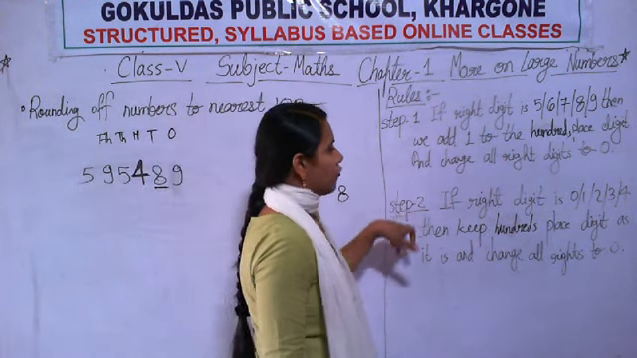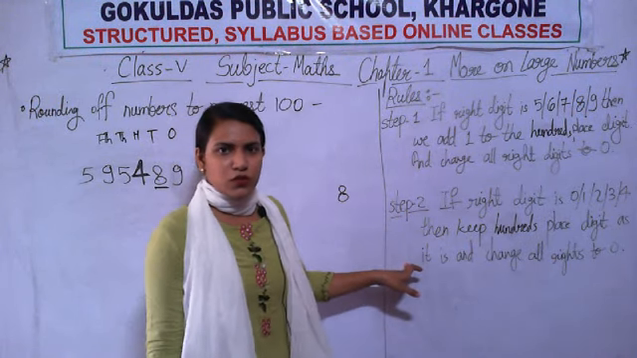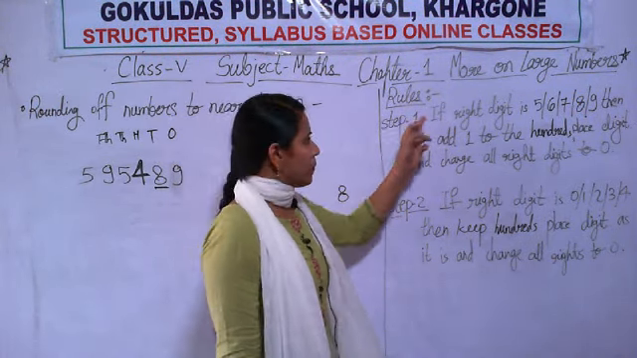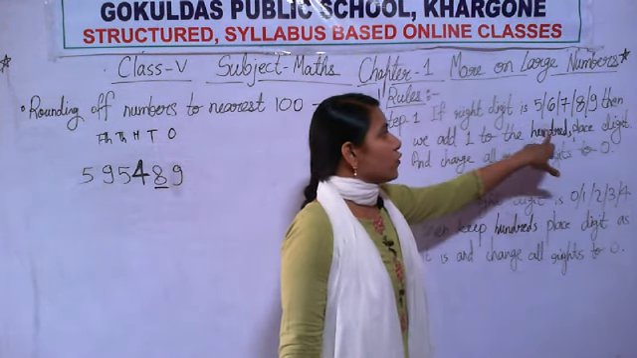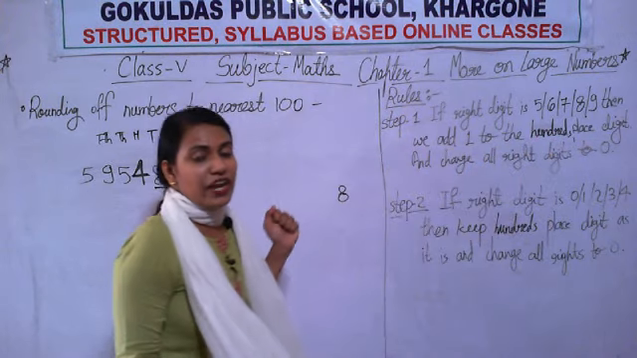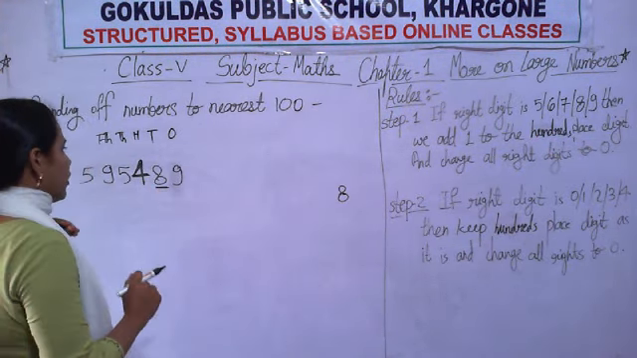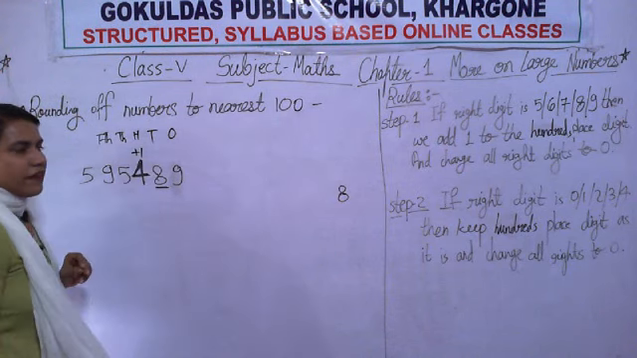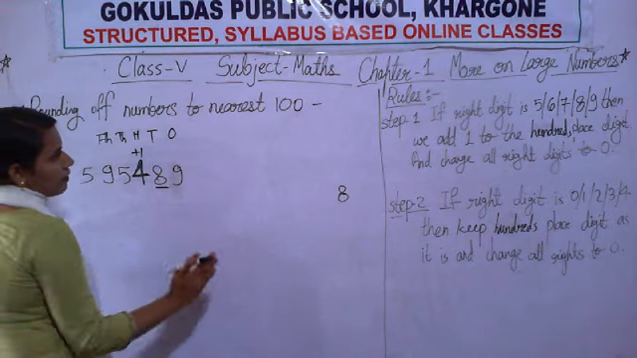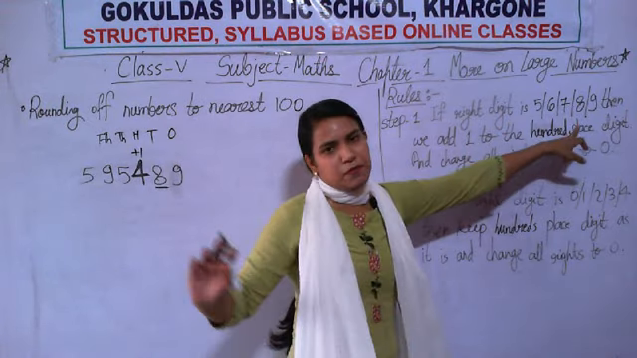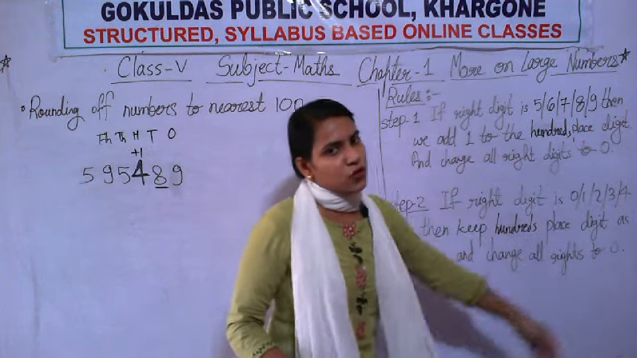See in which rule 8 is coming, in step 1 or step 2? It is coming in step 1. If the right digit is 8, then we add 1 to the hundreds place. Okay, then what do we do? We add 1 to the hundreds place, and we change all right digits to 0.